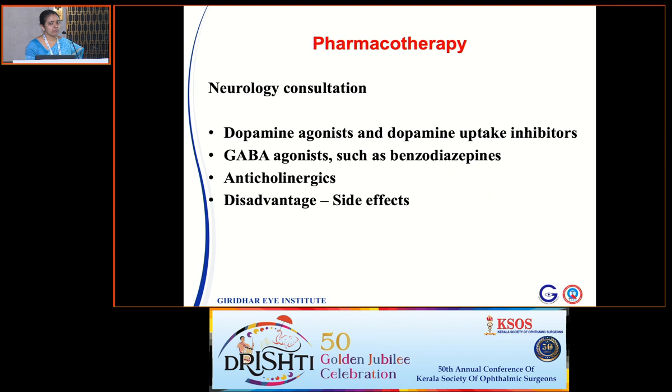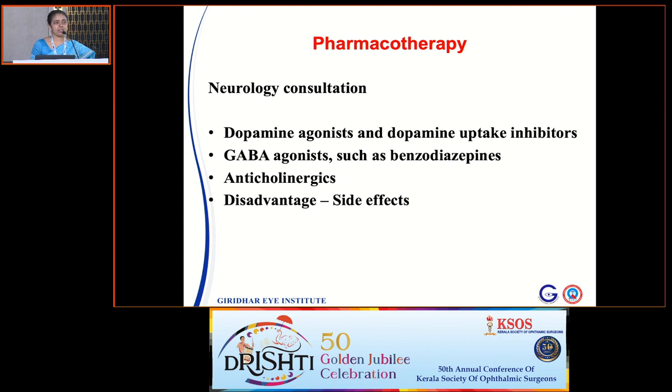So if you see the botulinum toxin is not really working well or they are not very happy, the next thing I do is get an opinion from the neurologist, primarily to see if any medical management would be a help to them. Especially dopamine agonists, GABA agonists and anticholinergics.